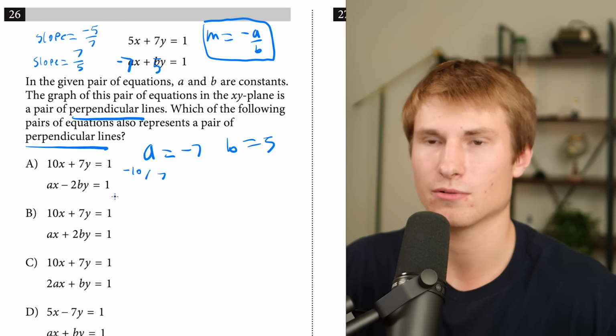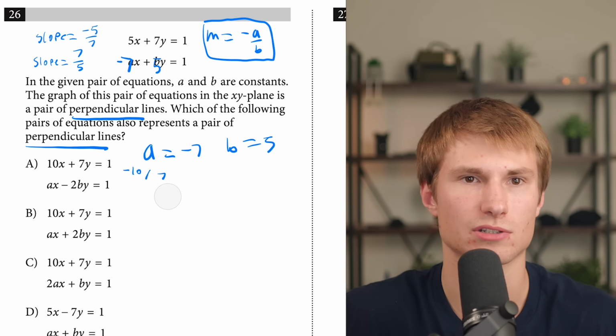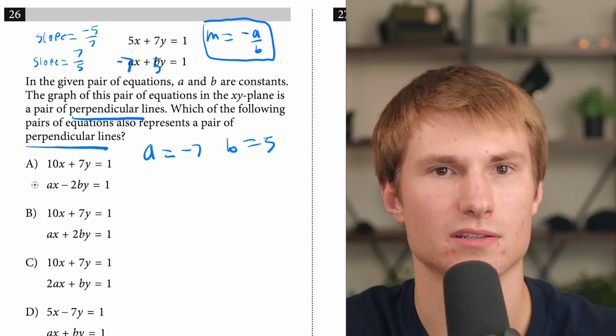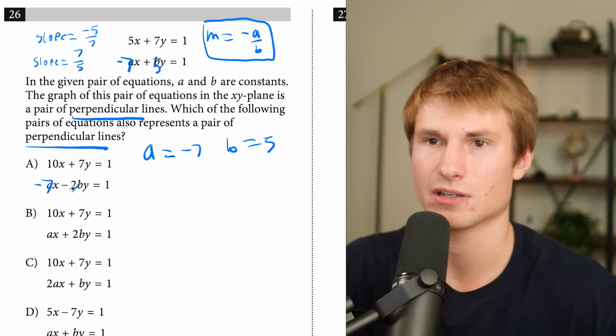And then down here, we've got our value of a, which is negative 7, which gives us positive 7. Actually, you know what we can do? Let's just plug in. This is going to be way faster. Okay, so negative 7, and then the b value is 5, so that becomes negative 10.